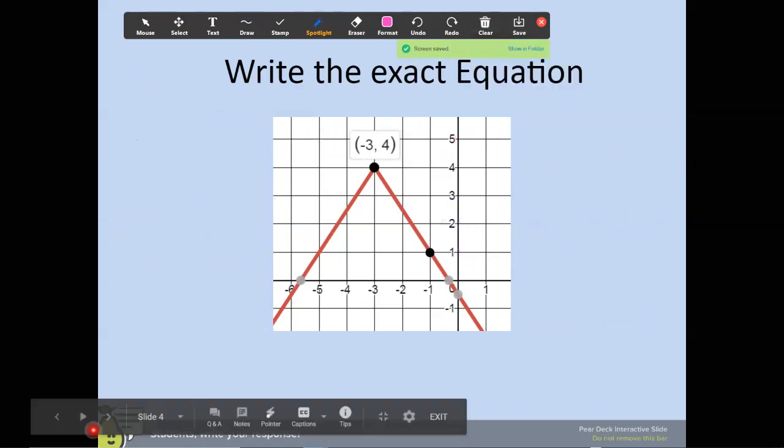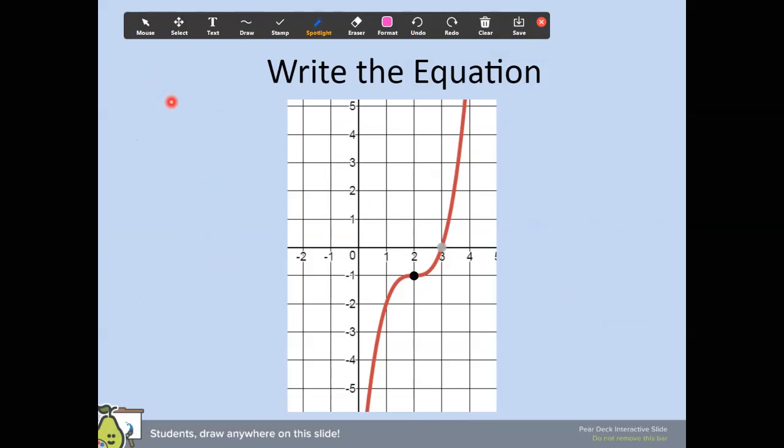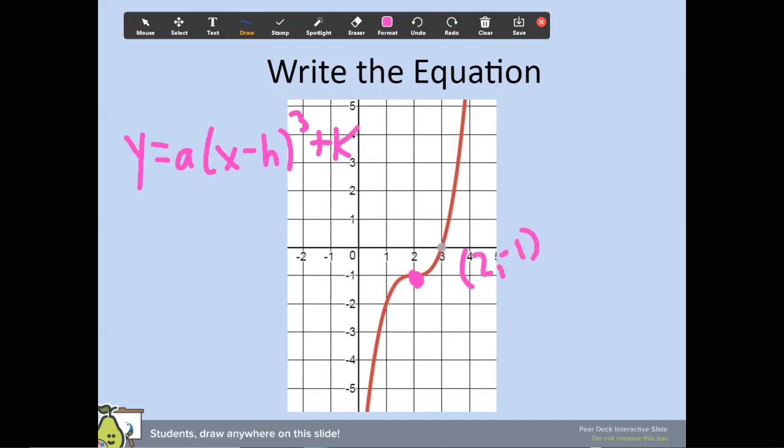Okay, next problem. So this one is a cubic graph. For this, it's going to be y equals a times x minus h cubed plus k. Again, for this one I want to look at my locator point or inflection point. That's going to be this point here at not -2, I'm at +2. +2 comma -1. That's going to be my h and k. So I'm going to put that in for my h and k. So I'm going to have y equals a times x minus 2 cubed minus 1.